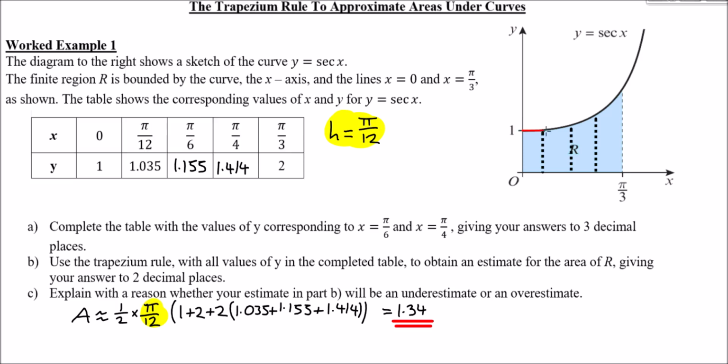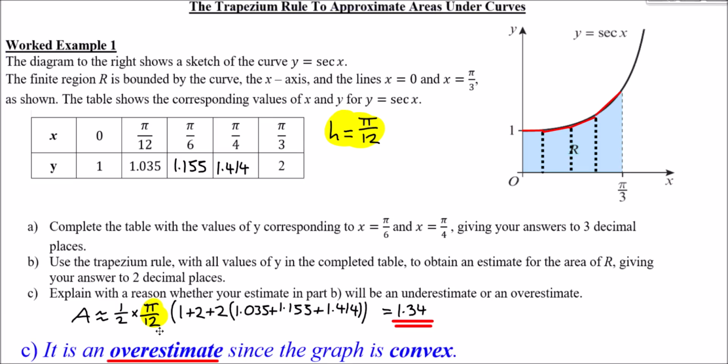If I was to just show you the trapeziums here, you can't really see because it's so close to the curve anyway, but this would ever so slightly overestimate the area. If you can see that here, if these lines were slightly thinner, that would be a bit more included than what would just be the bar. And so when it's convex, we're going to get an overestimate. So conclude with C, keep it simple: it's an overestimate since the graph is convex.